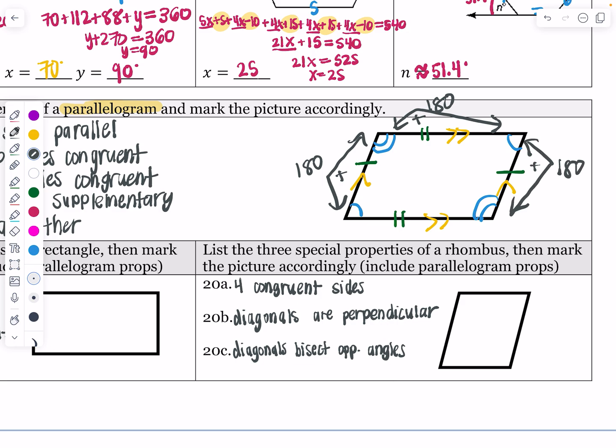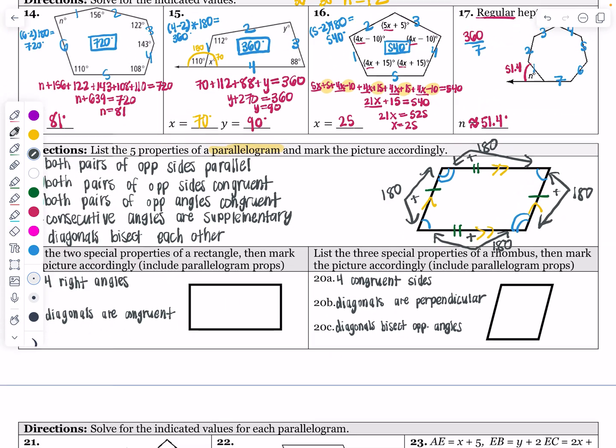So if they're next to each other, consecutive means that they're next to each other. Like consecutive letters of the alphabet would be like A and B. Consecutive months would be like February and March. So they're next to each other instead of opposite each other.